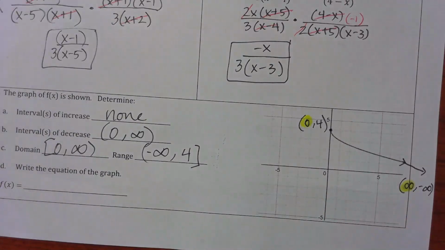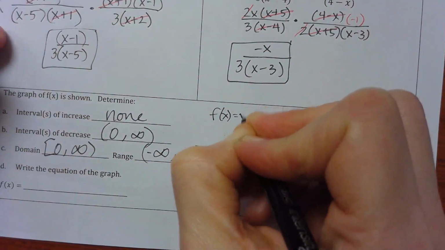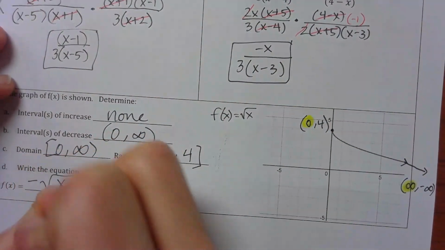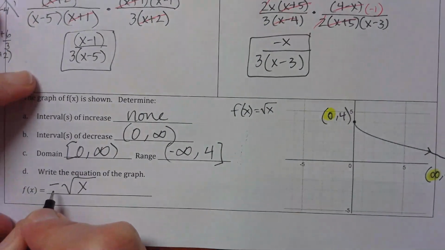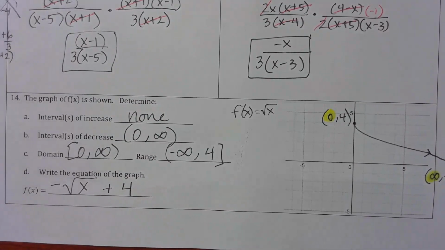Okay, the equation of the graph. Here I notice several things about this graph. First, I notice that it's been flipped over. It's like upside down. And I also notice that it's been shifted up 4 units. So I'm transforming the original graph, the square root of x. I've got to flip it over. That's this. And then I have to move it up 4 units. So I need a plus 4 outside of the radical.